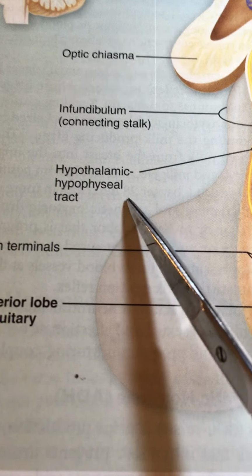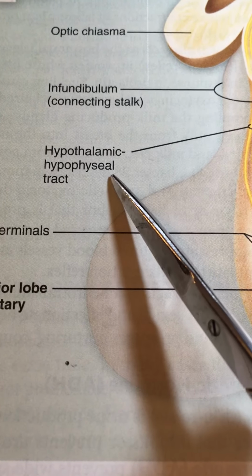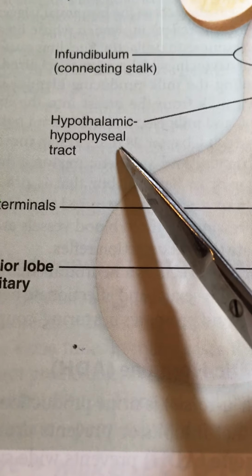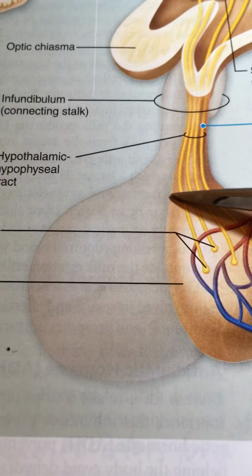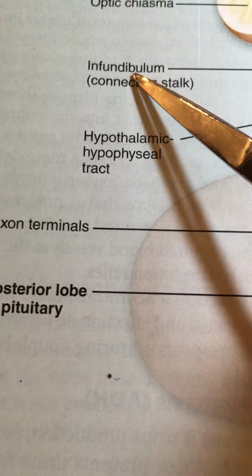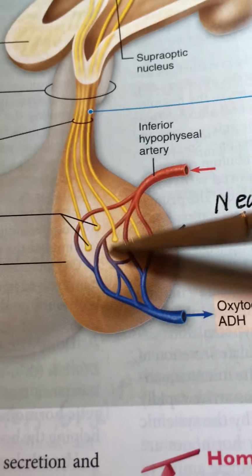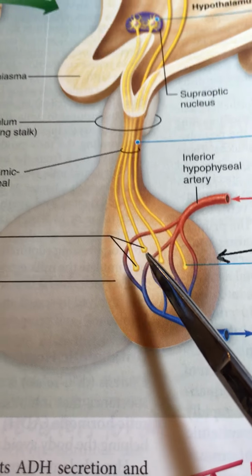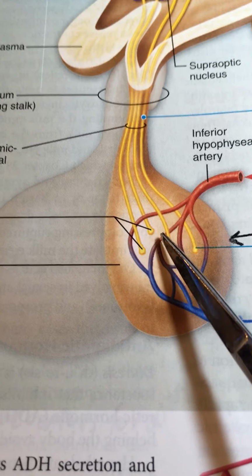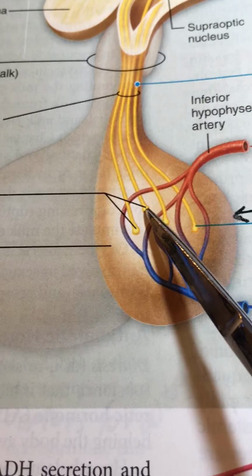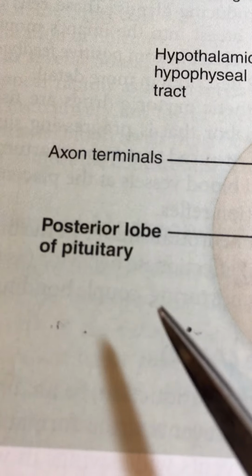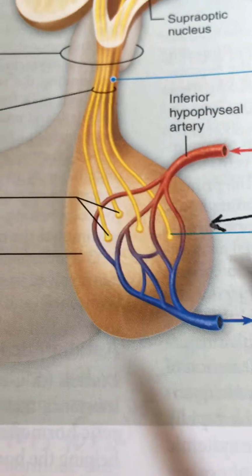Let's take a look here again. We're going through the hypothalamic hypophyseal tract, right? And so this is actually a part of the infundibulum. Notice that the axon terminals end here in a capillary bed. These terminals right here will then contain the molecules of interest. And so we see here axon terminal, and this is the posterior lobe.